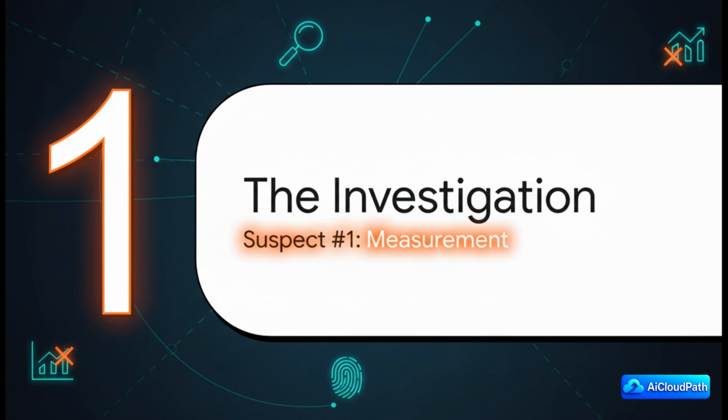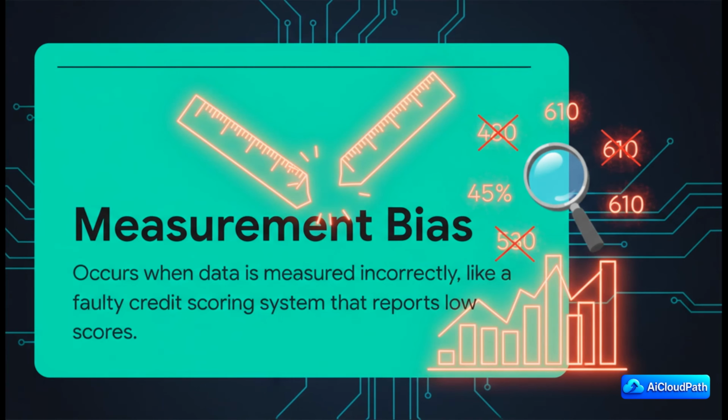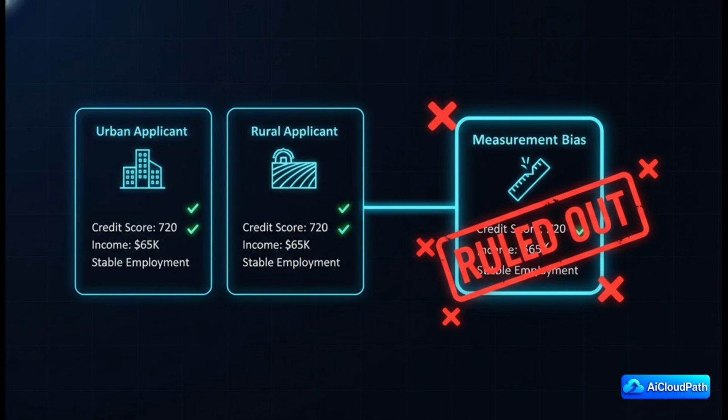All right, our investigation officially begins. First up for questioning, let's talk about measurement bias. So what is measurement bias? Well, the easiest way to think about it is like using a broken ruler. This kind of bias happens when the information you're collecting is just wrong from the get-go because your tool is busted. Like a credit score system that's got a glitch and always gives people a score that's a little too low. But does that theory fit the facts of our case?